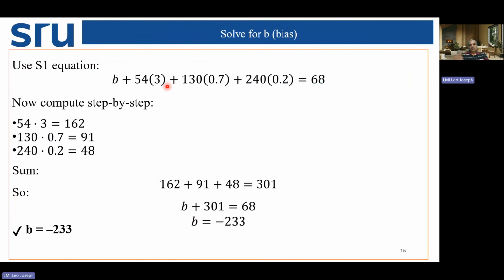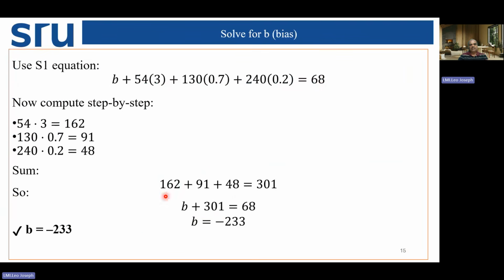So 54 into 3 plus 130 into 0.7. These are per deciliter per Hg. For that only we are converting that into corresponding scaling is done. So 3 into 0.7 plus 0.2 is equal to how much? 68. Okay. So now what we are doing, this is the detailed calculation.